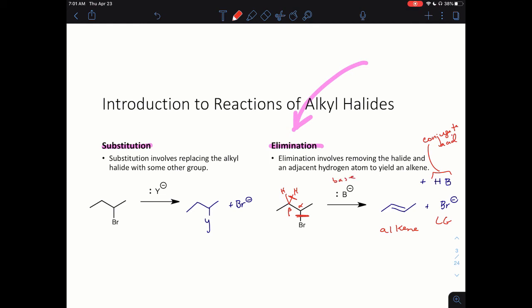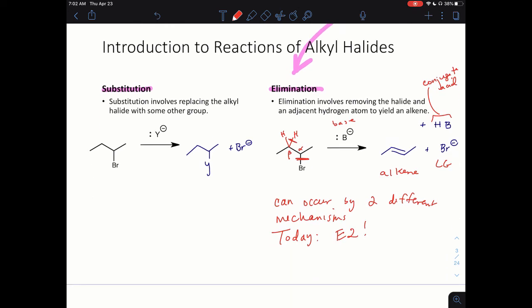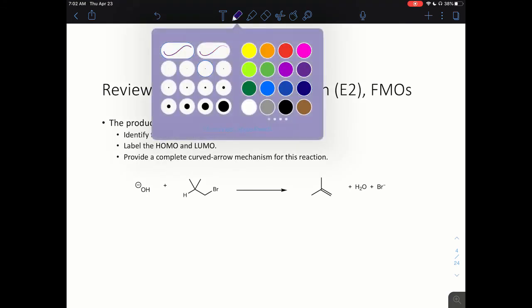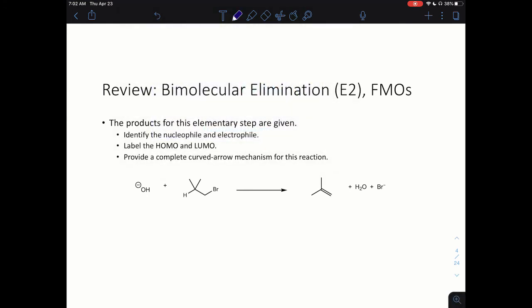Now, it's important to note that just like substitution can occur by two different mechanisms, elimination can occur by two different mechanisms. And we're just talking about one of those today, and that's E2. So today, E2 elimination. So let's get to it. We have already discussed the bimolecular elimination, or E2, step. This is thankfully a single elementary step.